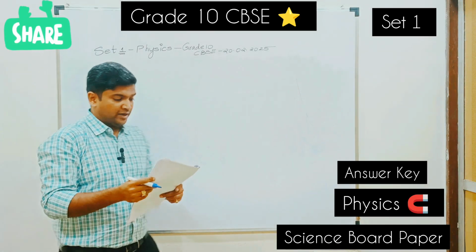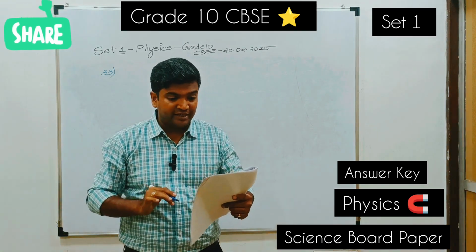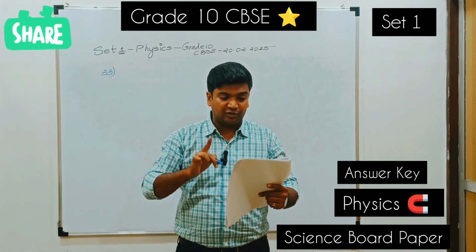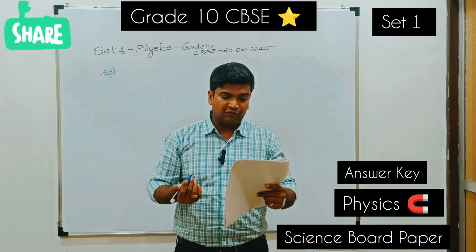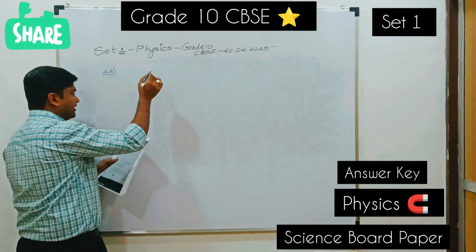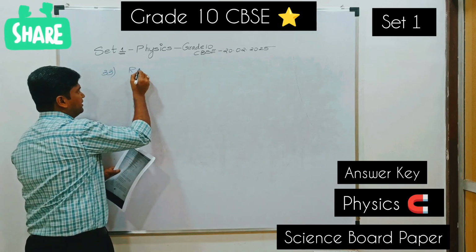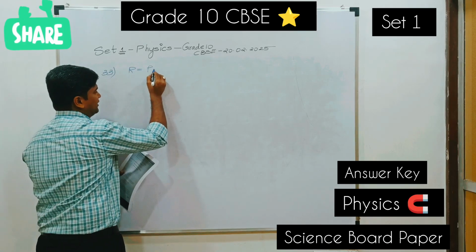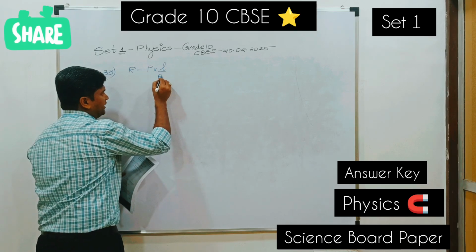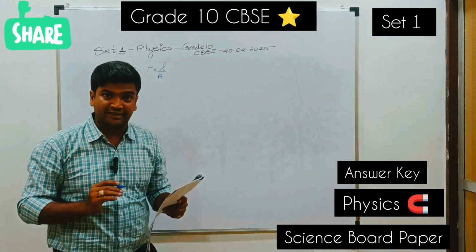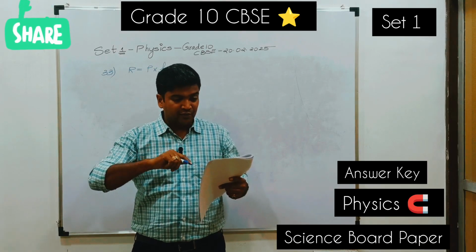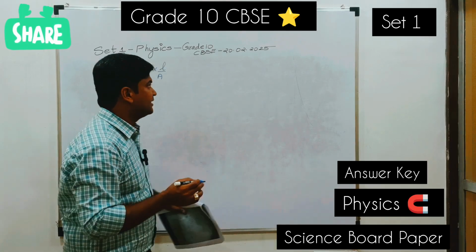Okay, check it. Write the relationship between resistivity and resistance of a cylindrical conductor of length L and area of cross section A. Come on, this is so simple. Just write the relationship. So you all know very well, resistance is equal to resistivity into length upon area of cross section of the conductor, correct. Hence derive the SI unit of resistivity.